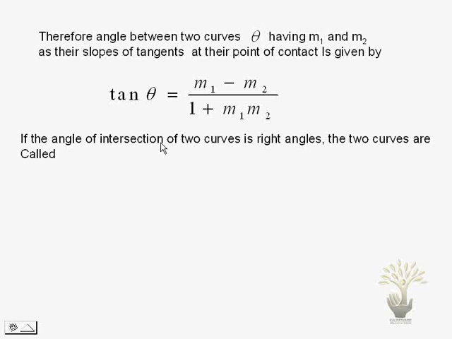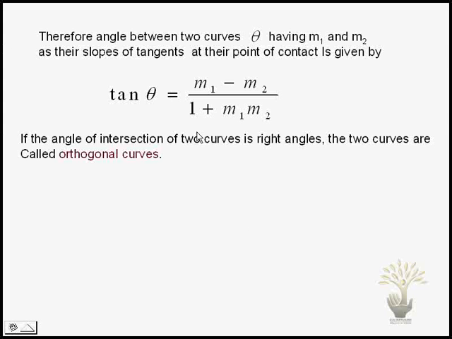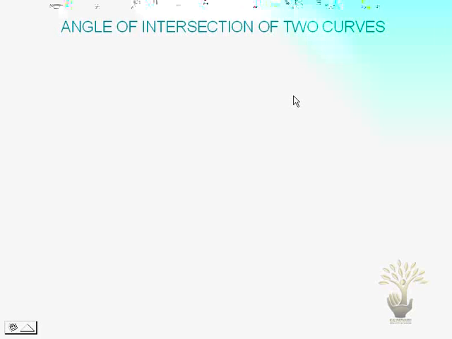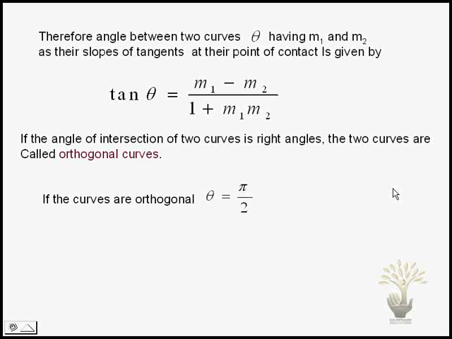If the angle of intersection of two curves is a right angle, then the two curves are called orthogonal curves. Once again I repeat this formula. The angle between two curves theta, having M1 and M2 as their slopes of tangents at their point of contact, is given by tan theta is equal to M1 minus M2 by 1 plus M1 M2. Now, if the angle of intersection of two curves is a right angle, the two curves are called orthogonal curves.